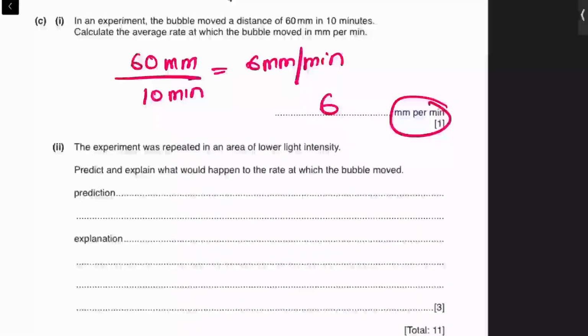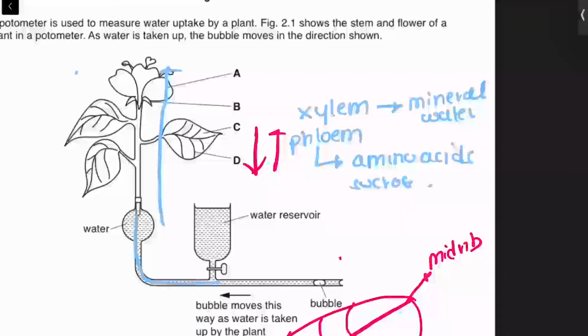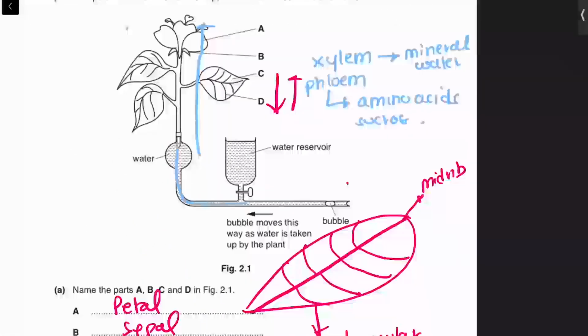Predict and explain what would happen to the rate at which the bubble moved. So now what will happen? The experiment they showed was at a high light intensity. Now they're repeating the experiment in a dim area, or at a time where there is low light intensity. What is going to be the effect? So this question is about transpiration now.